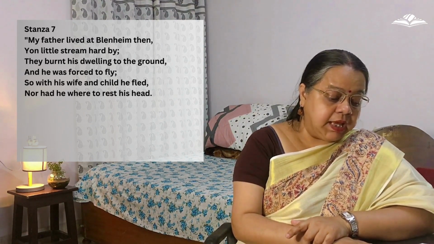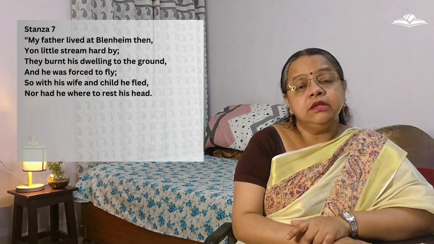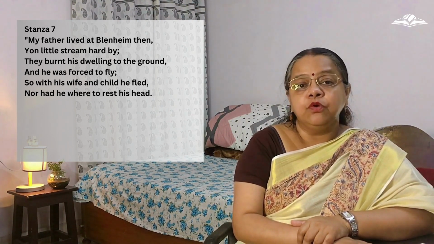Stanza 7. My father lived at Blenheim then, yon little stream hard by. They burnt his dwelling to the ground, and he was forced to fly. So with his wife and child he fled, nor hath he where to rest his head. In the course of the narration, Caspar told the children that his own father had lived at Blenheim. Soldiers burnt his father's house and he was forced to leave the place with his wife and child. Thus, he became homeless.